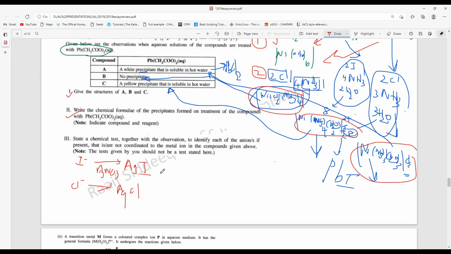This is yellow, this is white. So how can you identify further? You add conc ammonia. When you add conc ammonia, this will not dissolve and this will dissolve. This is how you can identify. There are many other ways, but this is the basic way that we identify.